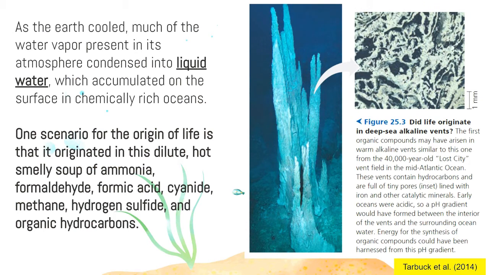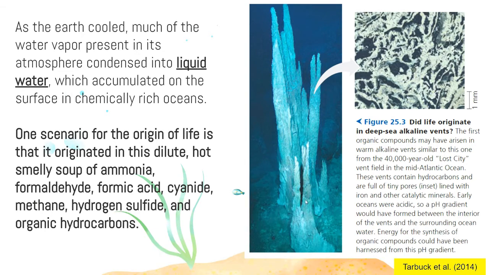Now, as the Earth cooled, much of the water vapor present in the atmosphere condensed into liquid water, which accumulated on the surface of chemically rich oceans. Okay? Now, this is an image of one of those deep sea hydrothermal vents that I mentioned.